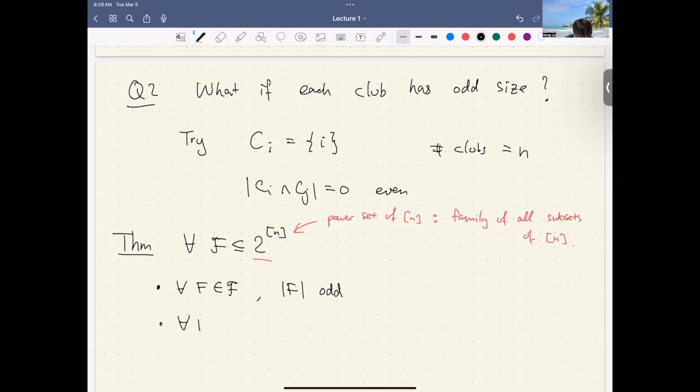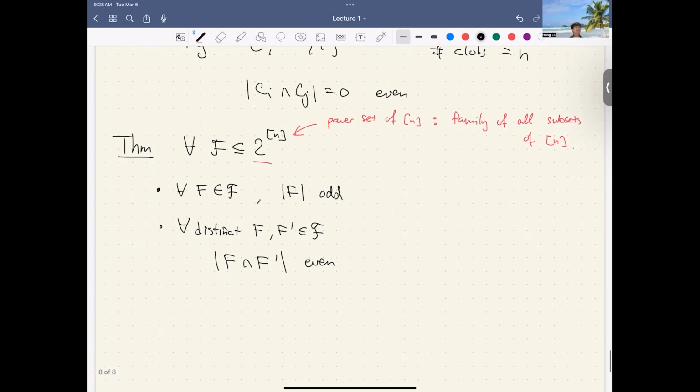Each distinct pair in F, their intersection, the common members, is even. That's the new setup, right? We're going to prove that there cannot be too many clubs. What does it mean? We need to prove that the number of sets in this family F is at most n.